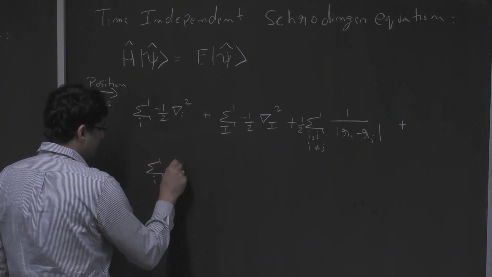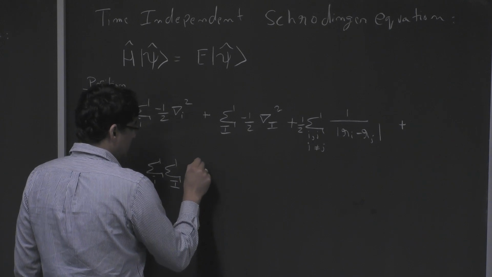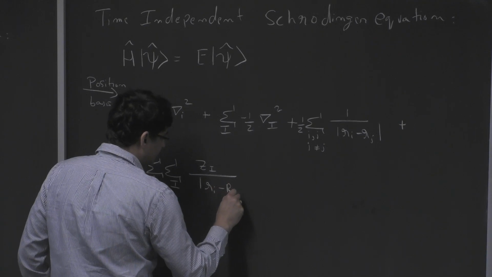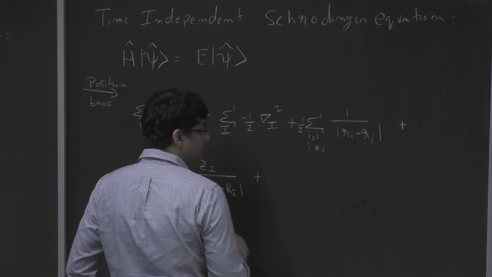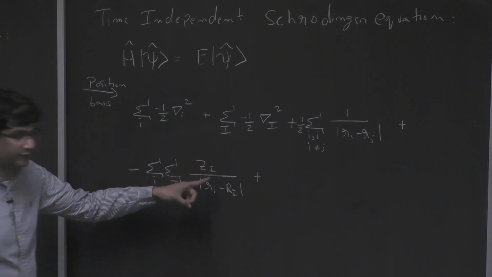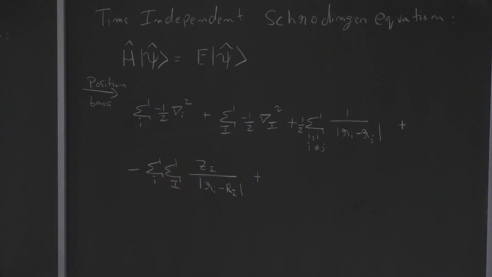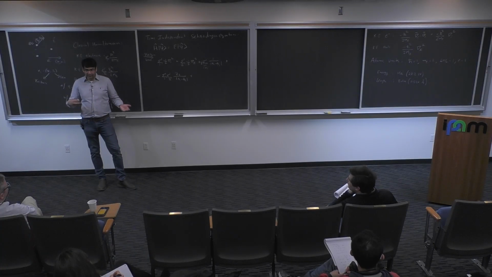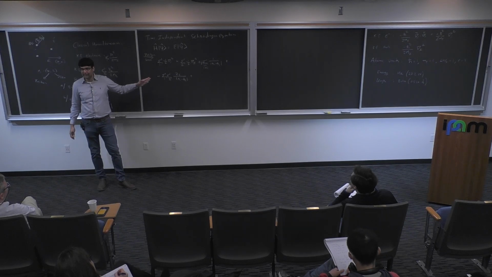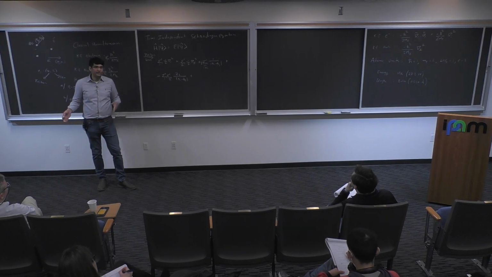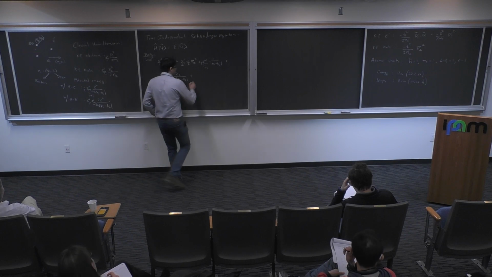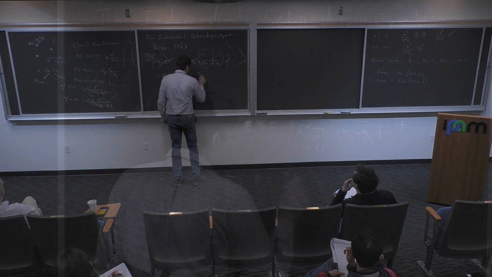sum over I, sum over capital I, Zi by mod Ri minus capital Ri. This is going to be negative because it's an interaction between a positively charged nucleus and a negatively charged electron. Typically it's considered the other way in DFT and quantum mechanical calculations: the electron charge and electron density is considered positive, and the nuclei are considered negative. It's equivalent. And then finally we have Zi.